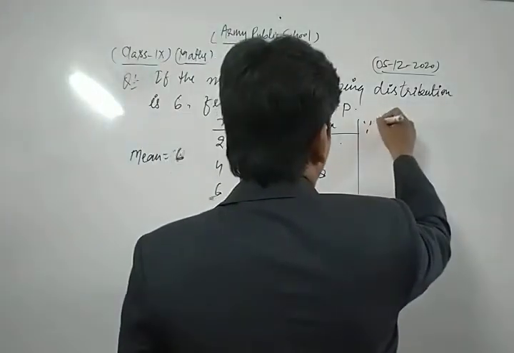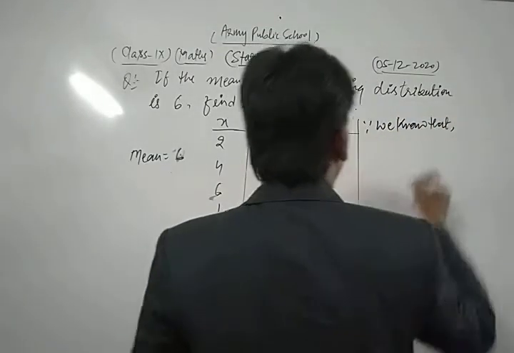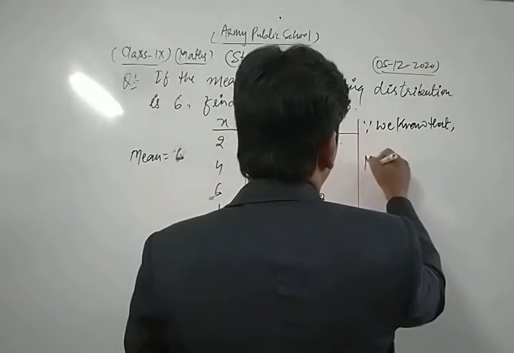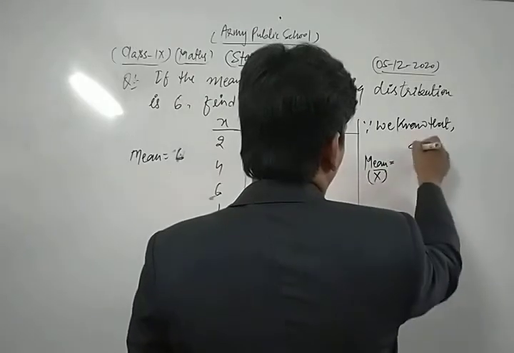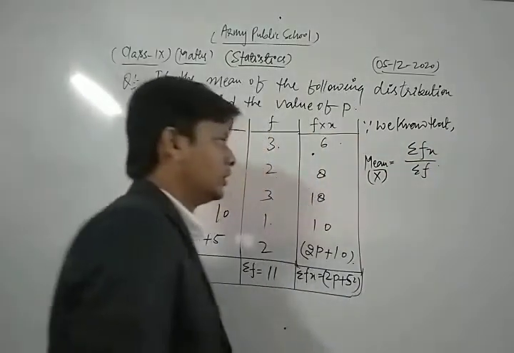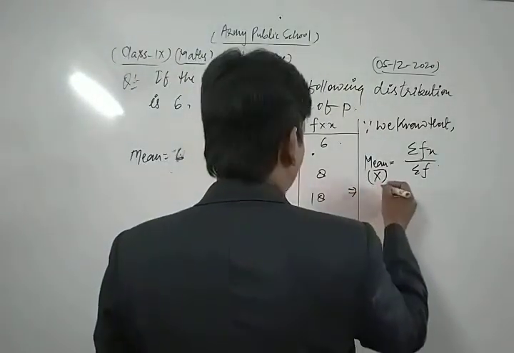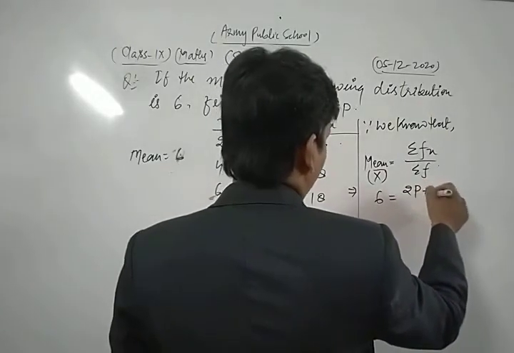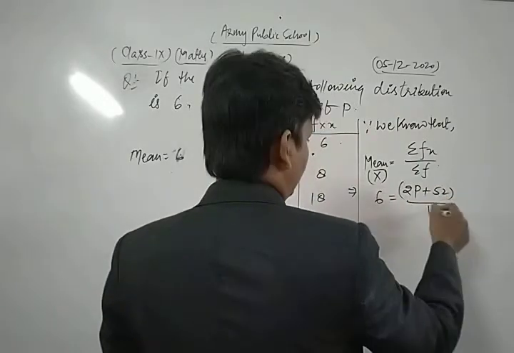Since we know that mean x bar is equal to sigma fx upon sigma f. Now let's put the values into the mean formula. Sigma fx is 2p plus 52, and sigma f is 11.